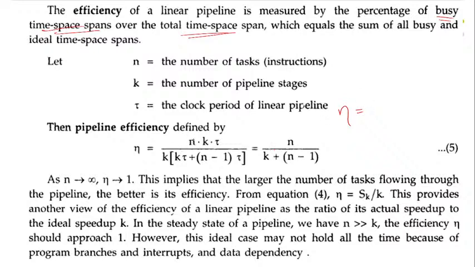Here n is the number of tasks, k is the number of pipeline stages, and tau is the clock period of the linear pipeline, divided by k into k tau plus n minus 1 into tau. Here tau is taken common, tau into k. If you take common, you will get this one. So efficiency, you can remember the formula, n divided by k plus n minus 1.